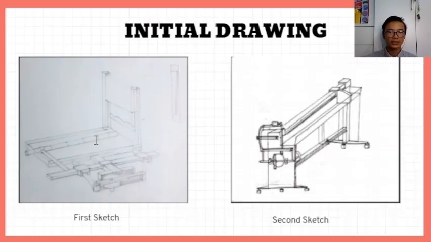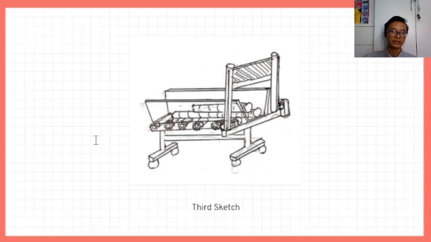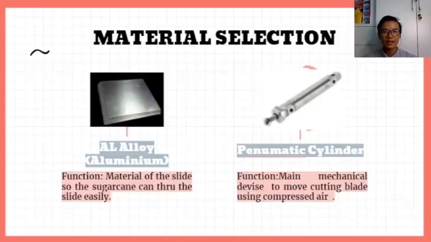Next we go through some of the initial design sketches. We can see the first sketch, second sketch, and then the third sketch. In these old sketches, we use a lot of rolling methods, moving the sugarcane towards the cutting blade. We found out that this mechanism uses a lot of intricate parts, and it will consume a lot of money.